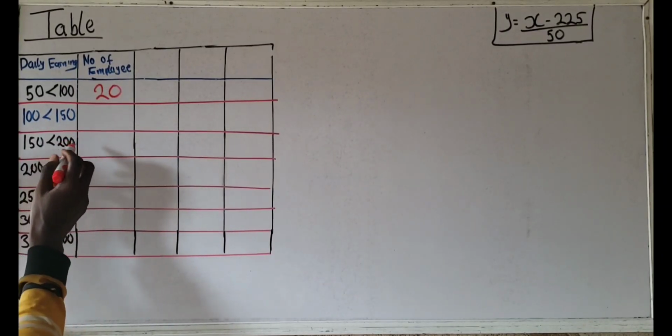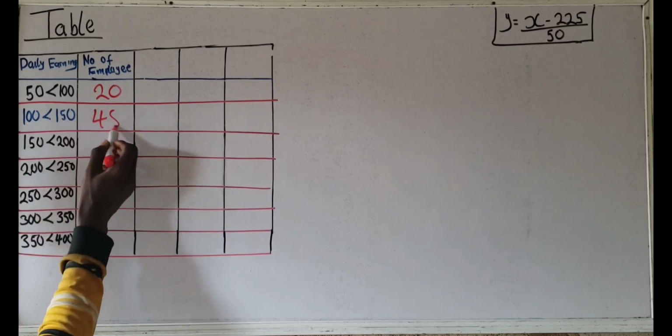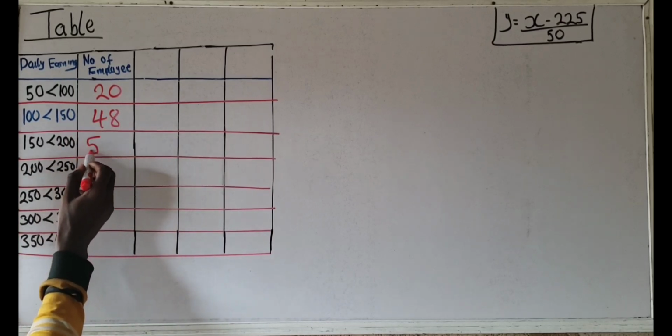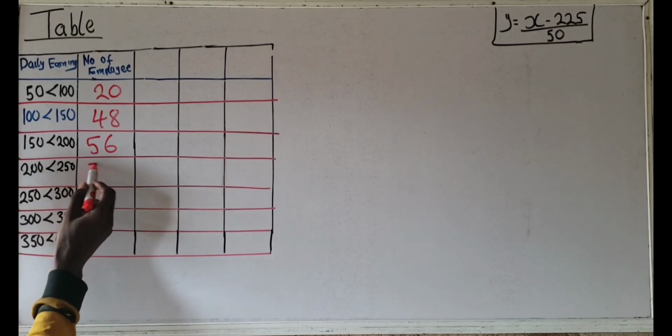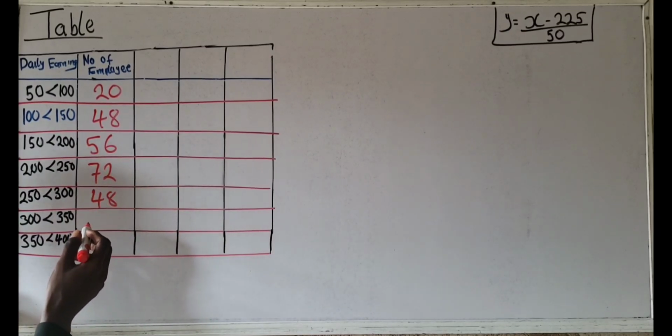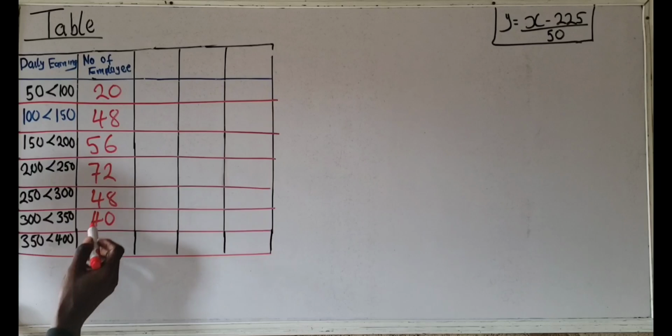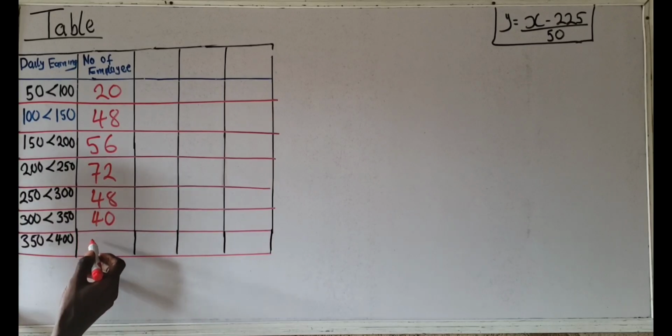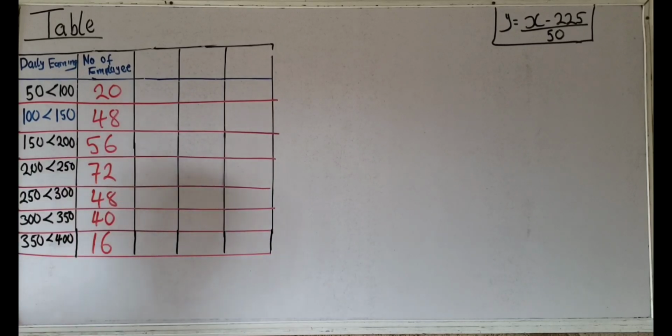Then the second one, we have 48. The third, we have 56. The fourth, we have 72. All these values that I'm writing are on the table. Then this one is 40. Then this one is 16. Okay, so I've not done anything. All I did was put in this table all the values that I have in the question.